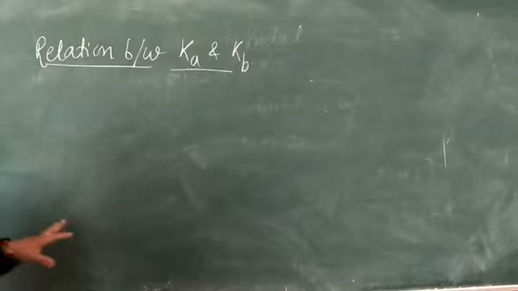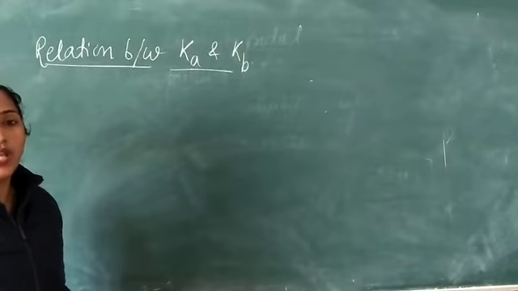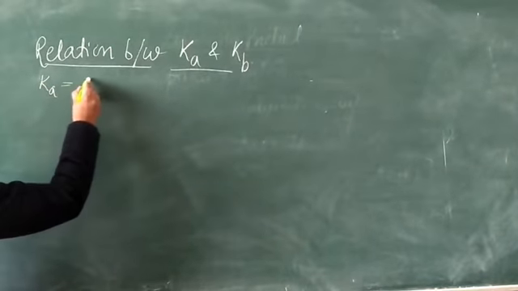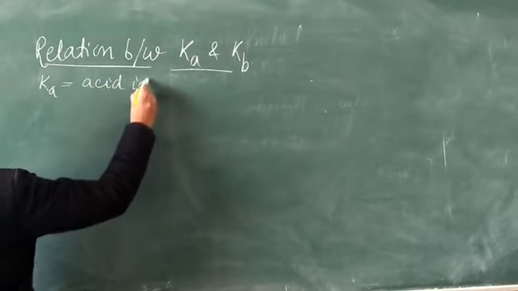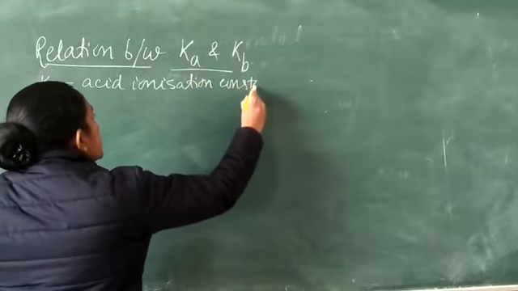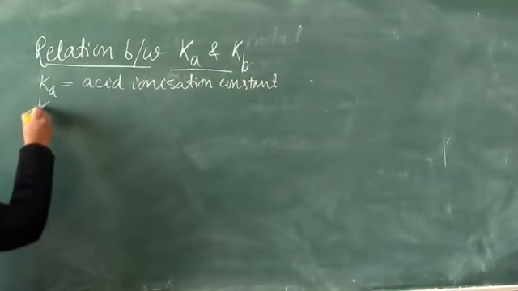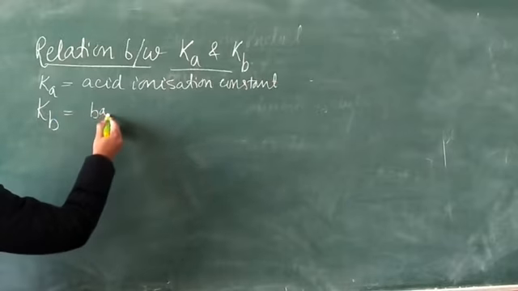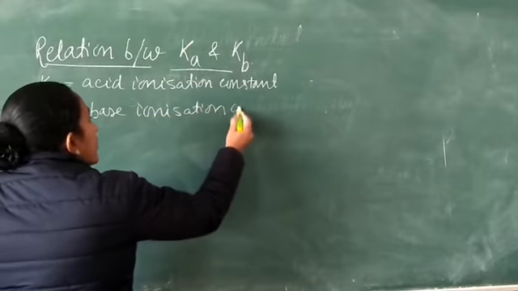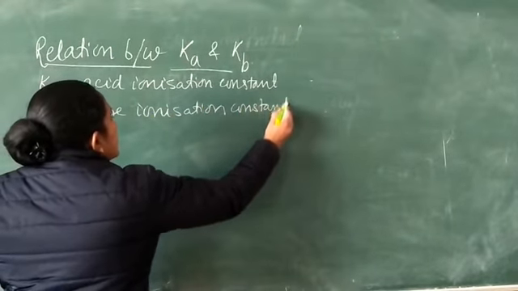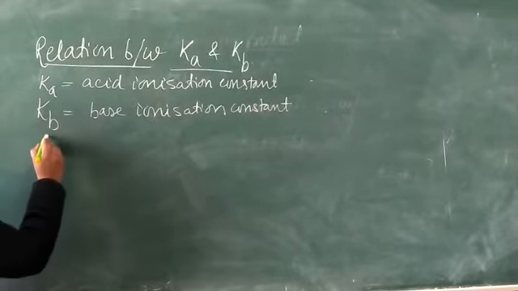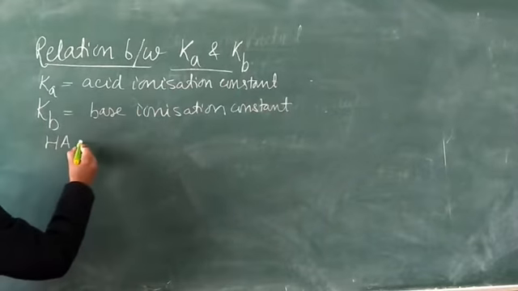Student, here we are going to discuss the relation between Ka and Kb. Now, what is Ka? It is the acid ionization constant, and what is Kb? It is the base ionization constant. So let's take first the reaction for the acid ionization constant, that is HA.